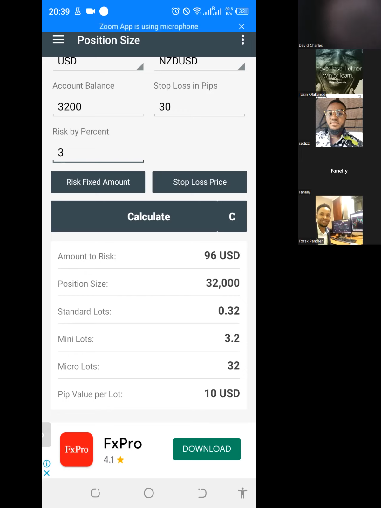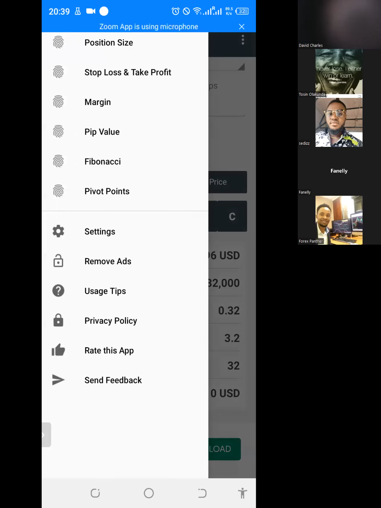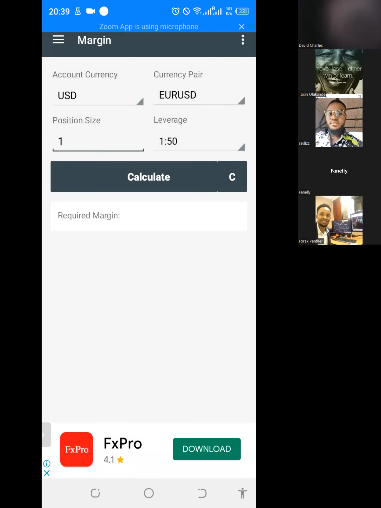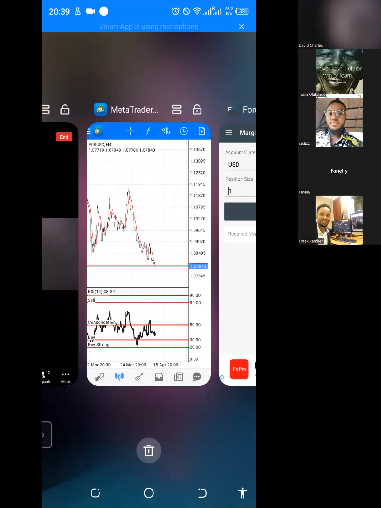You can see here, you can also come here. There is position size, there is stop loss and take profit. So you can also measure it from stop loss and take profit. We have margin, Fibonacci, and pivot points. So we have the margin here. Let's say on the margin, how can I? Okay, on the margin now, let's do this quickly.